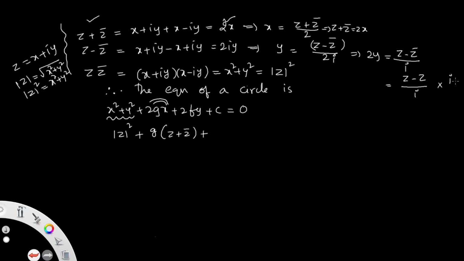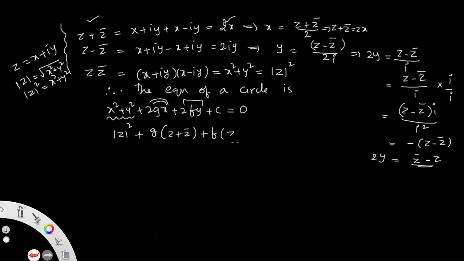So (z minus z bar) into i by i square. i square means minus 1. That is minus of (z minus z bar), or else we can write it as z bar minus z. Now substitute here: where 2y is there, replace 2y by z bar minus z. So we write f into (z bar minus z) plus c equal to 0.